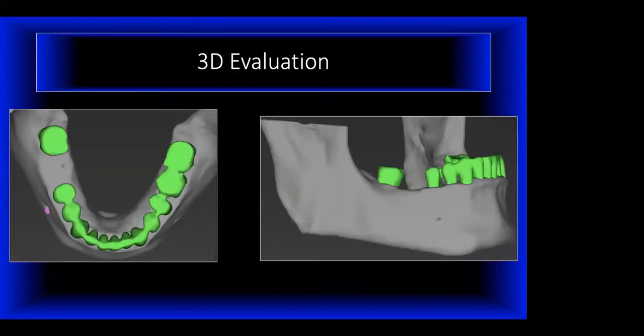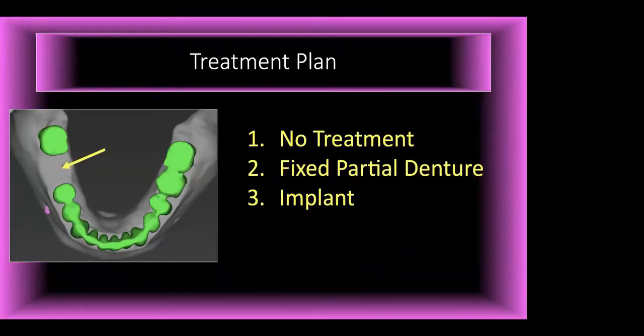So the first thing I'd like to do is look at the 3D evaluation of the CBCT scan. So you can see here on the left, there's a lot of width left here, and it doesn't look like we've lost too much crestal height. So the first thing that we want to do is go over all the treatment options for this patient. So you always want to give the patient all the possible treatment options available.